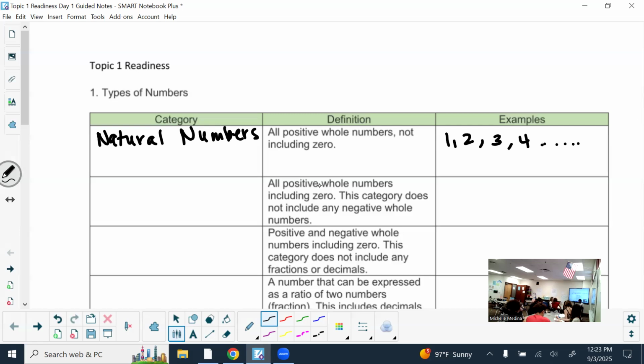All right, next one. It says all positive whole numbers, including 0. This category does not include any negative whole numbers. That would just be whole numbers. So 0 is technically a whole number. The only thing in addition to the previous list is that we're also including 0. So if it wants your answer rounded to the nearest whole number, if it's closer to 0 than it is to 1, then yes, you can say 0.